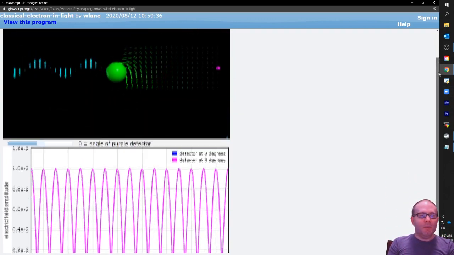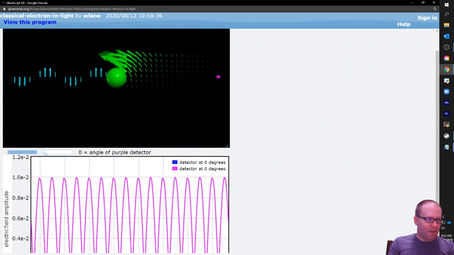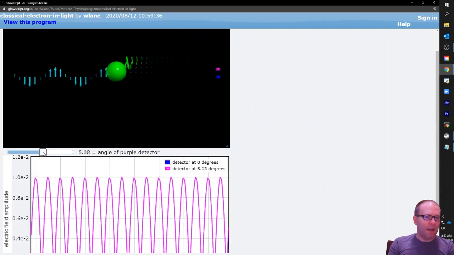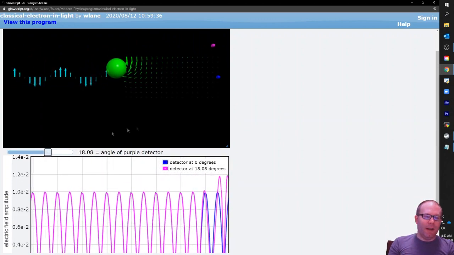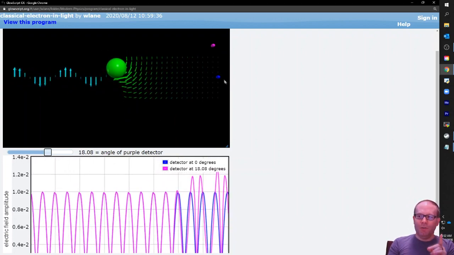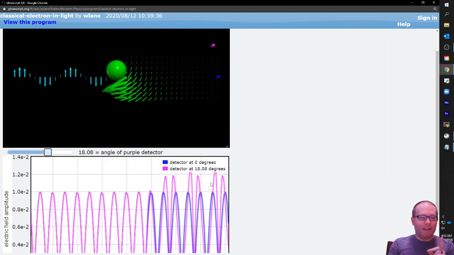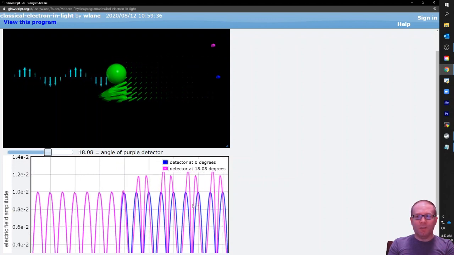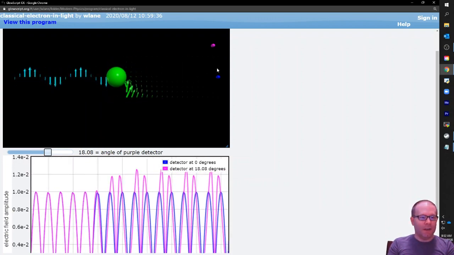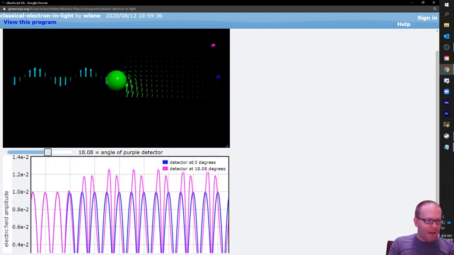In fact, that's going to be true no matter where you place this detector. For example, I can click and drag the slider to move the purple detector around. I've left behind a blue detector so that we can have the same pattern there for reference. The blue pattern is always going to be the same. It's always going to be at this 0 degrees. Here I've moved this up about 18 degrees.